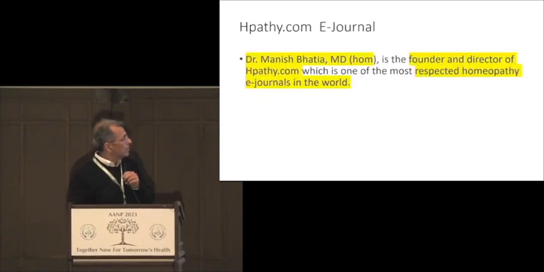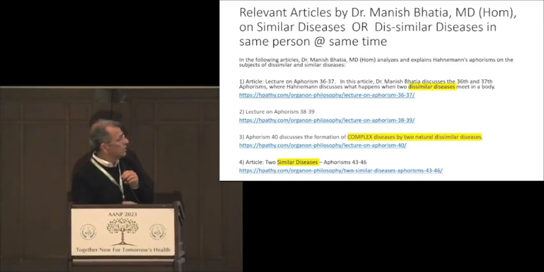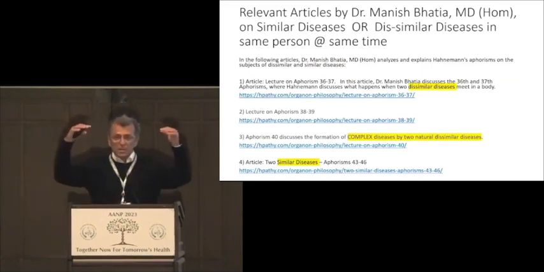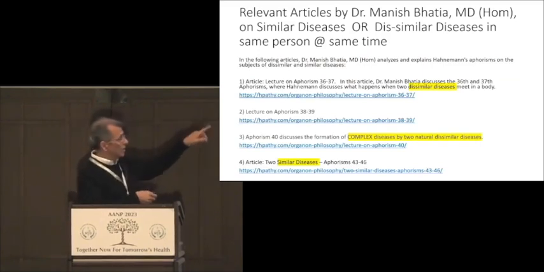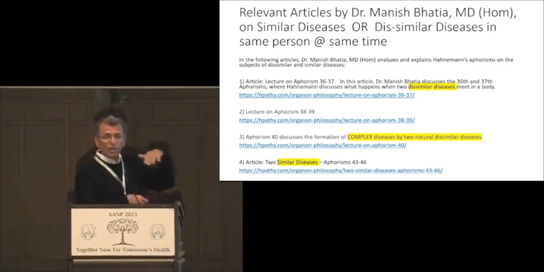And there's an online source of the Organon. I love that e-journal called Hpathy. The founder of Hpathy, Dr. Bhatia from India, is an MD homeopath. He's written many articles on the subject of similar, overlapping diseases, similar and dissimilar. Those are the articles that I actually referred to and then used along with the Organon to come up with today's presentation. Extremely helpful.